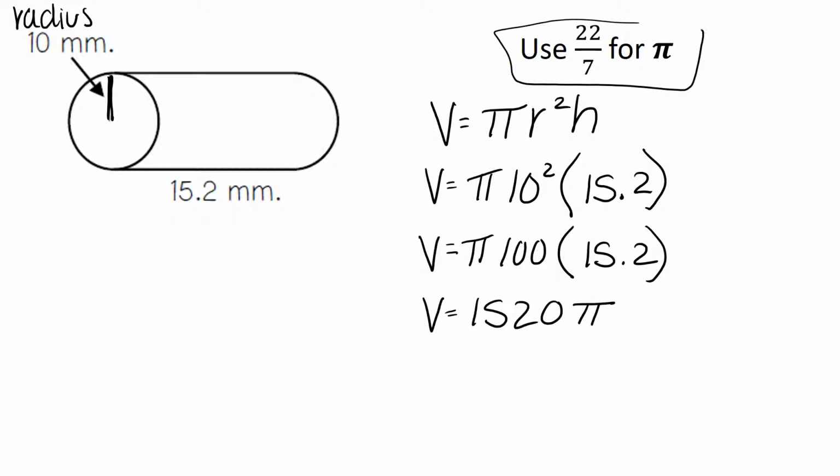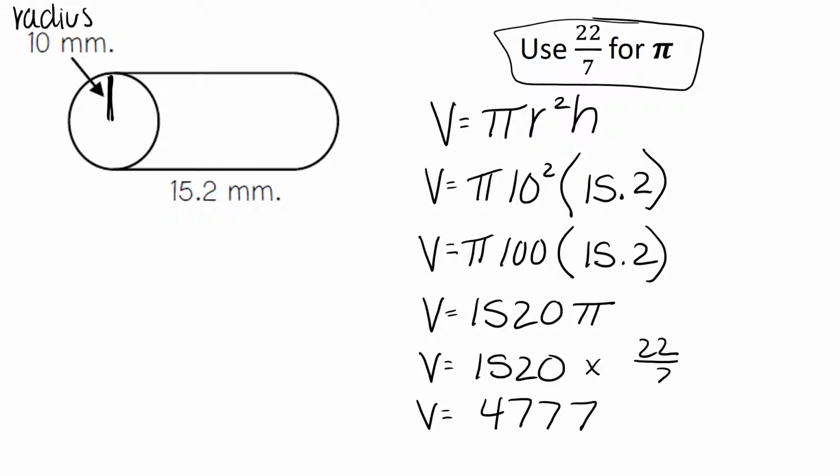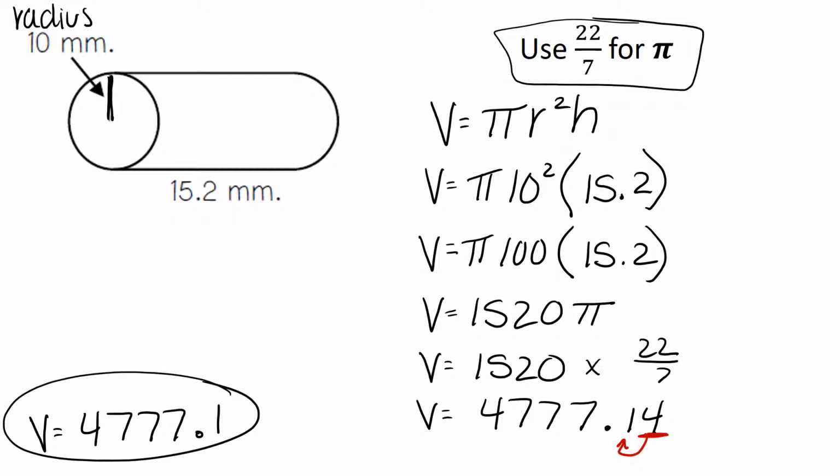These directions say to use 22 over 7 for pi. So we're going to do 1,520 times 22 over 7. We again get a big long decimal. That's okay. Write the whole number, 4777.14, with 2 decimal places. We look at that second decimal place and decide if we round up or down. 5 and higher, we round up. 4 and less, we round down. And so our final answer is going to be 4,777.1. We rounded down, 4 and less.